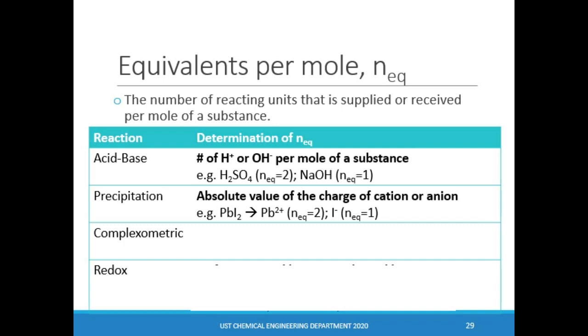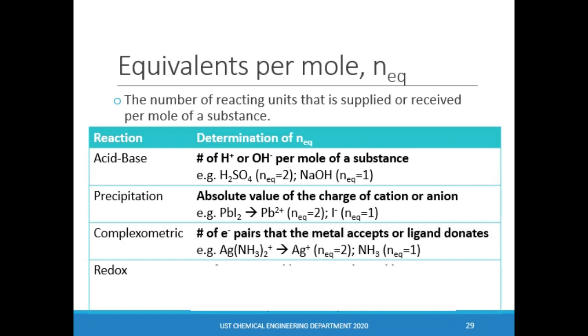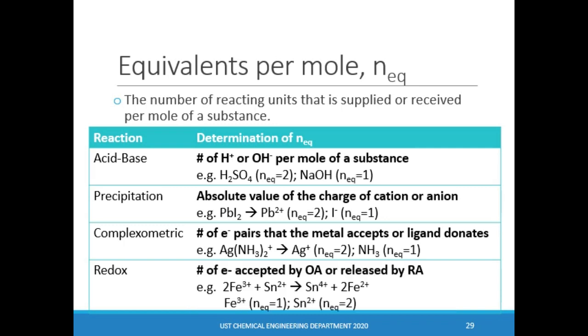For example, in the precipitation of lead iodide, the lead ion has an equivalent factor equal to 2, while iodide has N equal to 1. The equivalents per mole factor for complexometric reactions depends on the number of electron pairs that the metal ion accepts or the ligand donates. In the complex formation of diamine silver ion, the equivalent factor of silver is 2 since it accepts 2 ammonia, while one ammonia molecule has an equivalent factor of 1 since it can only donate 1 electron pair. And for redox reactions, the factor N is generally determined by the number of electrons a substance can transfer. For example, in the given redox reaction of iron and tin, iron accepts 1 electron while tin donates 2 electrons.